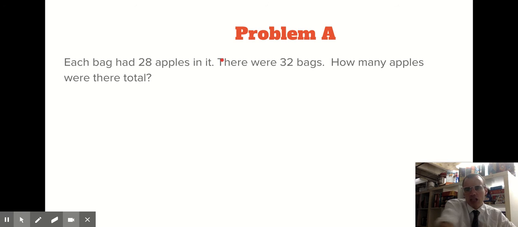First up, each bag had 28 apples in it. Each bag had 28 apples in it. There were 32 bags. How many apples were there total? So I'm going to do this first, right? I'm going to do our times number. That's our each number. In this case, that's 28.